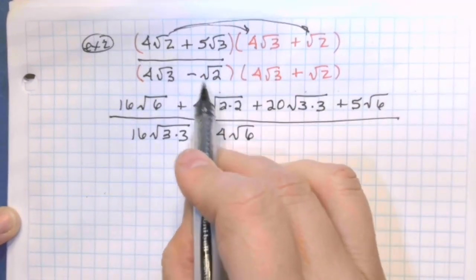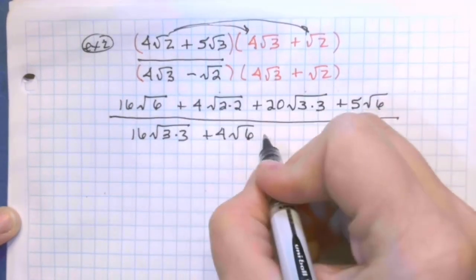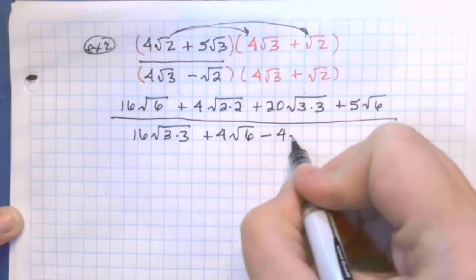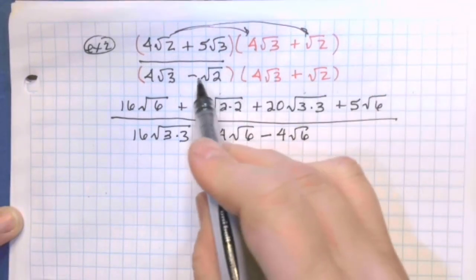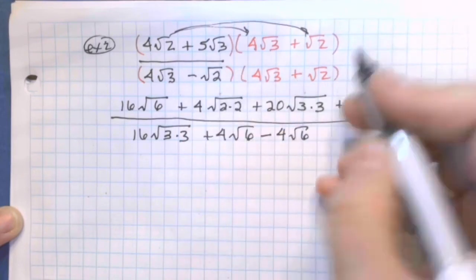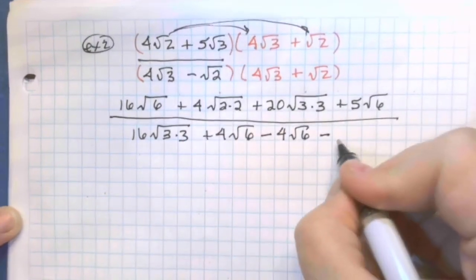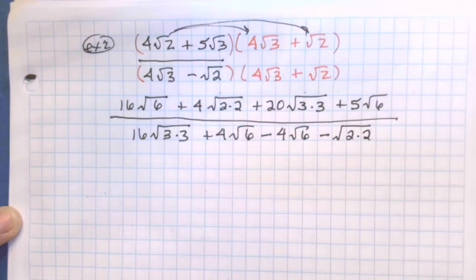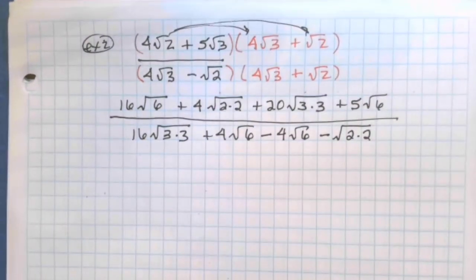Moving to the next term. Negative 1 times 4 is negative 4. Now the radicands. 2 times 3 is 6. Last one. Negative 1 times positive 1 is a negative 1. Radical, and the radicands are 2 and 2. So right away you see on the bottom these middle two terms add up to 0, which is what we wanted. And we've got some things that are going to simplify.